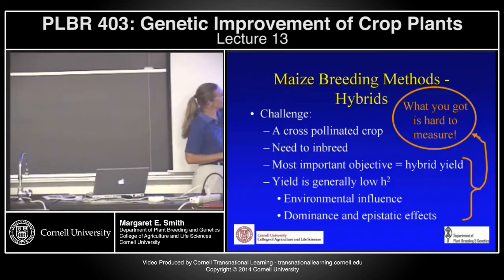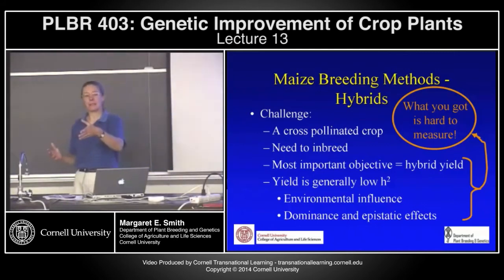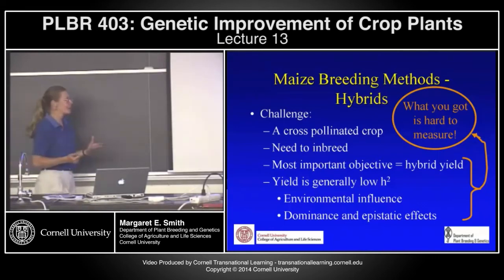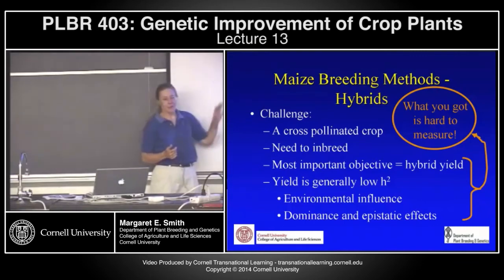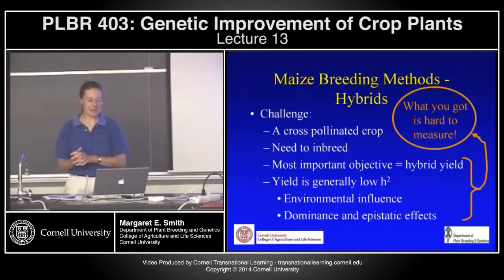So hybrid yield is also hard to measure. Not only can you not see it on the inbreds, but yield is a very environmentally influenced trait. So it requires plots with significant numbers of plants, replications, multiple locations, a lot of sampling of the environment to measure that trait. So it's costly. Therein you sort of have the challenge of breeding maize.